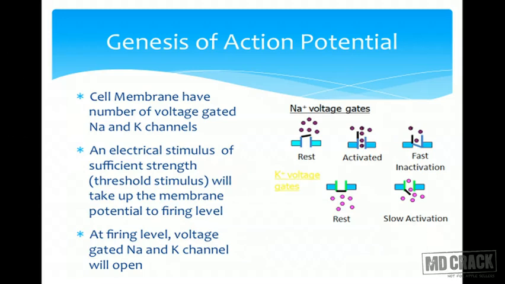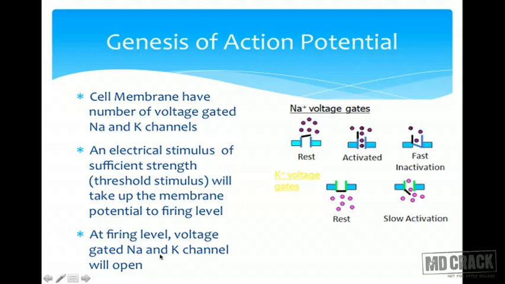Now the point you have to remember is that the cell membrane of an excitable tissue, which mainly participates in the generation of the action potential, has voltage gated sodium and potassium channels. So what does the cell membrane have? A number of these voltage gated sodium and potassium channels. Now if any electrical stimulus of sufficient strength causes the membrane potential to reach the threshold level, it will cause opening and closing of these channels. So the channels will open for some time and again they will close. These are the voltage gated channels, and they open when the membrane potential goes to the threshold level.